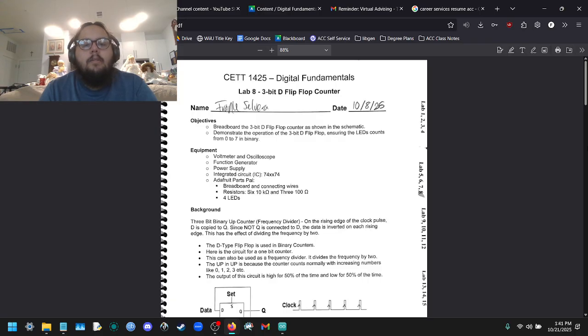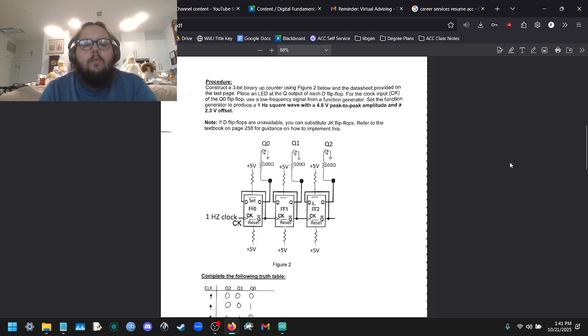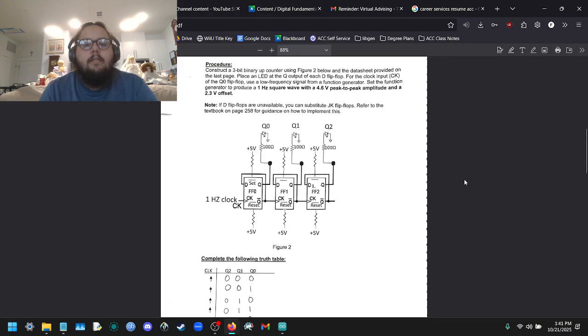And in this lab, we were tasked with building a 3-bit D flip-flop counter. So we had to follow this schematic, and basically the counter would count up in binary, and this would be seen through the LEDs. We were tasked with setting up the function generator to produce a 1 hertz square wave with a 4.6 volt peak to peak amplitude and a 2.3 volt offset.